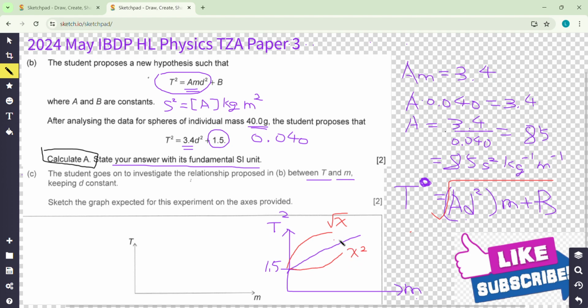So it is a curved down graph starting from square root 1.5. So you should draw the graph here starting from the y-intercept, square root 1.5, and then curve down, and mark it at square root 1.5. And that is the answer.